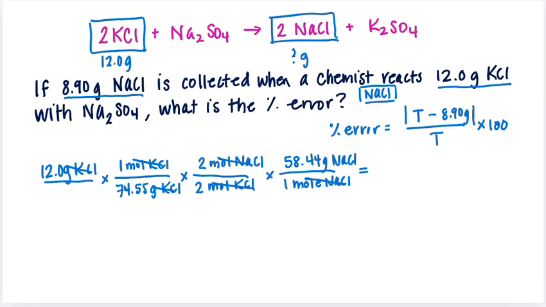When I solve, I'm going to multiply across the top, then multiply across the bottom, and divide my top by my bottom. When I do that, I find that I get 9.41 grams of NaCl. Remember that the amount that I calculate in the stoichiometry problem is always telling me the theoretical amount that I would get if everything in the lab went perfect. Now that I have my theoretical value, I'm ready to plug that in for the T.